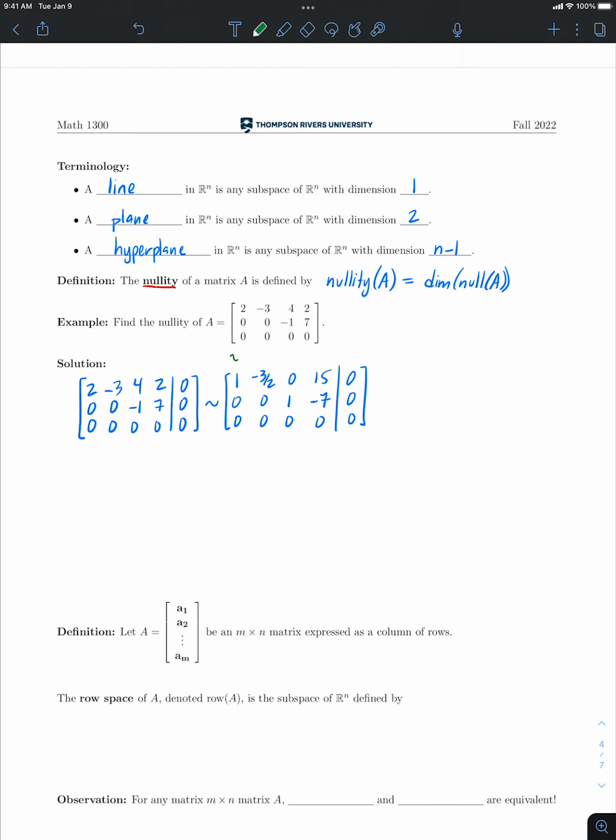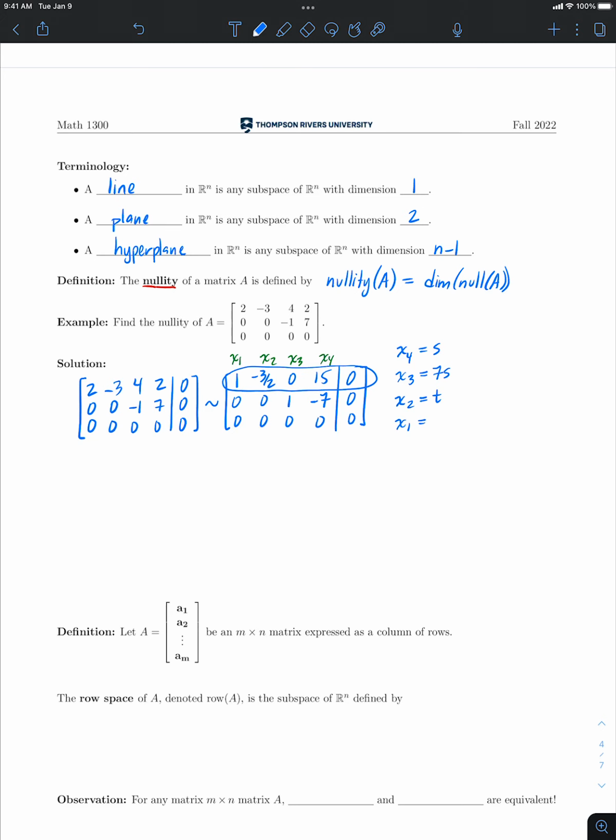So let's assign some variables to these columns. Let's say x1, x2, x3, and x4, like that. So then you can see that x1 and x3 are going to be your basic variables, but x2 and x4, you're going to assign parameters to those variables. So let's do that. So I'll say x4 is going to be s, then I'll say x3 is going to be 7s, x2 will be t, and then x1 will be, what do we get if we write out the equation for x1?